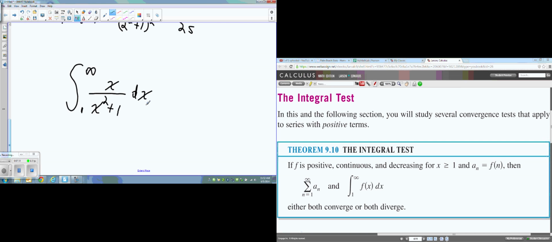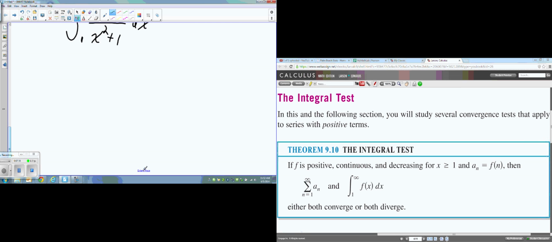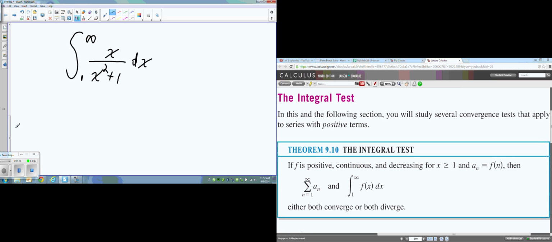And if this integral converges, then so does the series. And if the integral diverges, then so does the series. That is the point of theorem 9.1. Okay, so let's go ahead and evaluate this integral.